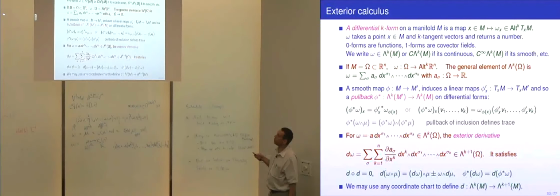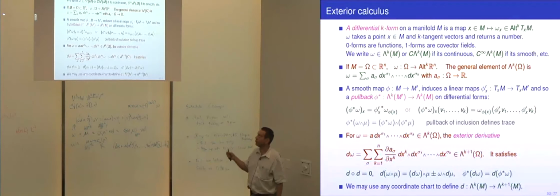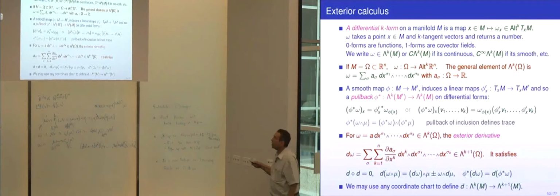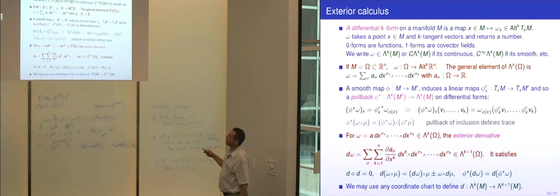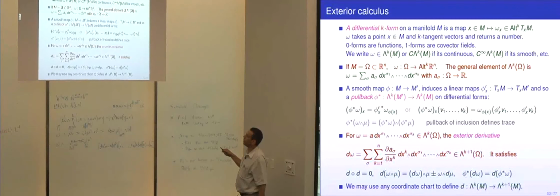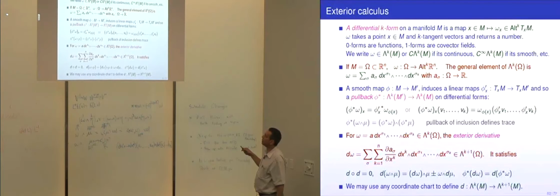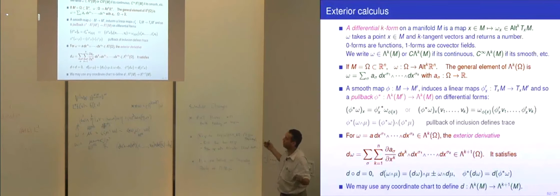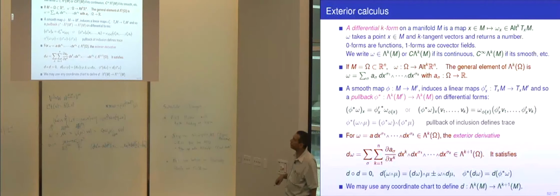So a zero form is just a function that takes a point of the manifold and gives you a real number. It's just a function on the manifold. A one form is a covector field. At every point, it gives you a covector, and so forth. And so we write Lambda k of M typically for smooth ones or unspecified ones, and we put a function space in front if we want to specify. So these would be continuous in x differential forms, and we could have C infinity in x or H1 in x if we have a definition of H1 on our manifold and so forth.